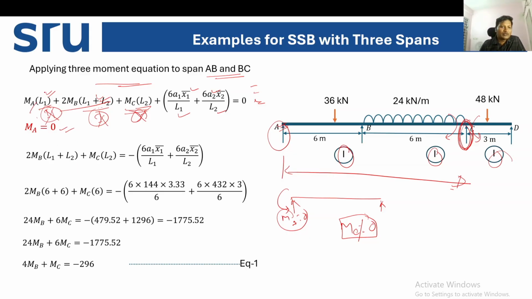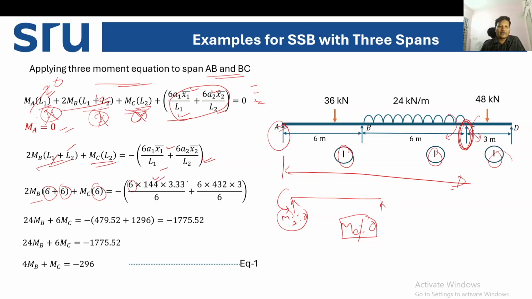So let us rewrite the formula again. MA is 0, that means this first segment is 0. So the second segment, that is 2MB into L1 plus L2, plus the third segment MC into L2, is equal to minus, so this part I have taken into the right hand side, minus 6A1 X1 bar by L1 plus 6A2 X2 bar by L2. If you put the value of L1 and L2, so 2MB, L1 is 6 meter, L2 is 6 meter, plus MC into L2, 6 meter, is equal to minus 6 into A1.